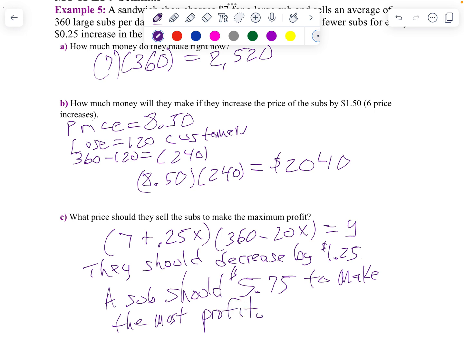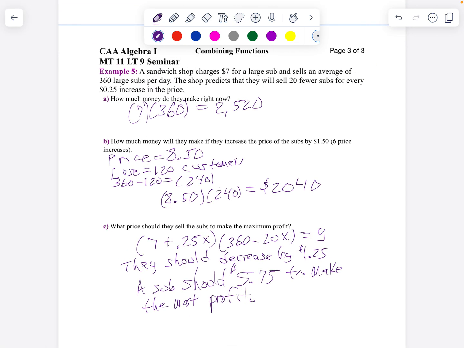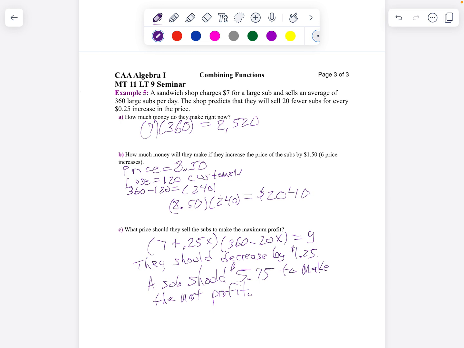Now, there's a lot of assumptions we're making here. Number one, that we are going to gain 20 customers for every price decrease we have. And don't forget the cost to make the sub, because you could sell a whole bunch of subs and make a whole bunch of money, but if it costs you more than $5.75 to make the sub, which I kind of doubt, then you're losing money. So that wouldn't be profitable either. But according to our assumptions here, they should decrease the price of the sub by $1.25 to $5.75 instead of $7, and they would make the most money.